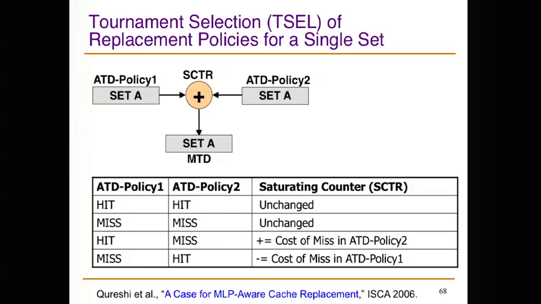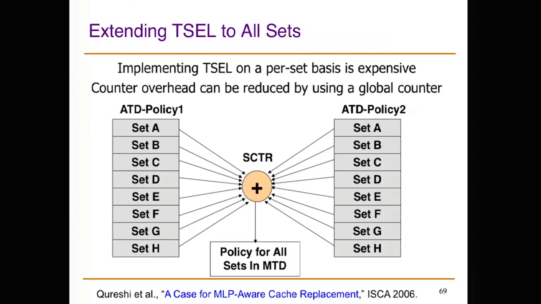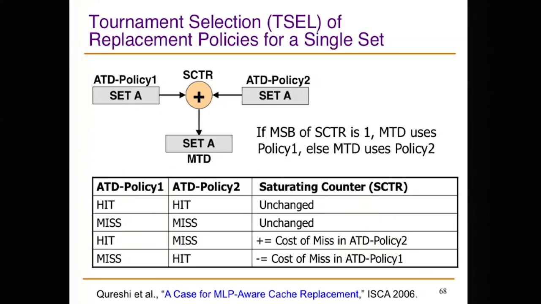But the key idea is you have two different policies implemented in different tag directories or tag stores, and you keep track of which one is doing better. And this counter summarizes which one is doing better for that set. And this is one way of decision, for example. If the counter is biased toward this policy, pick that one. Otherwise, pick the other one. Right. So this is not the worst possible case, but you can have a single counter for all sets. But you can also imagine having a separate counter for different sets, such that each set can have a policy decided by only itself. Now, this is basically implementing this selection on a per-set basis.